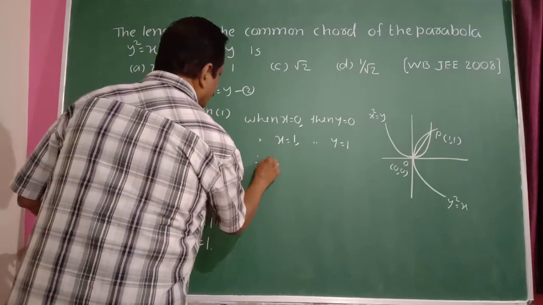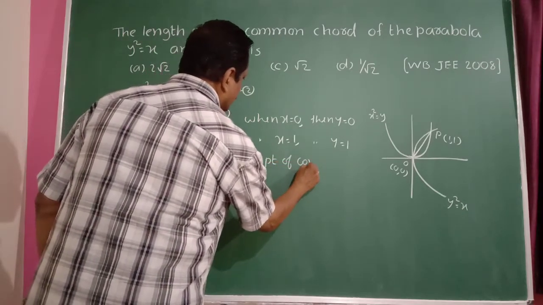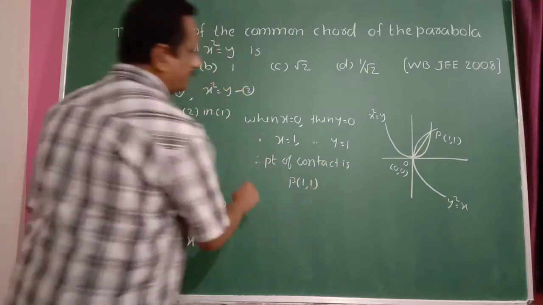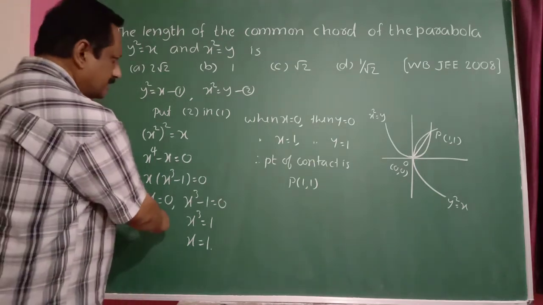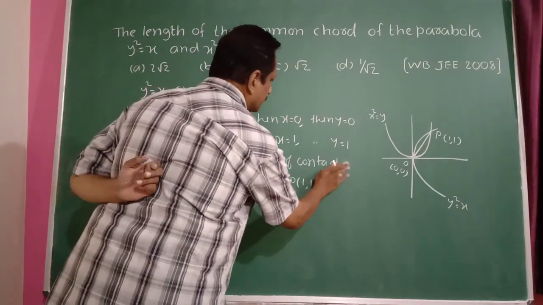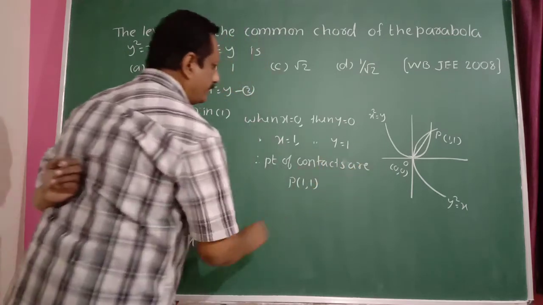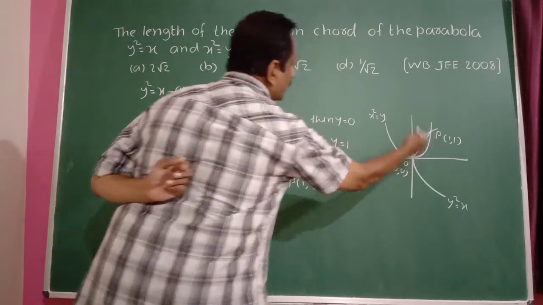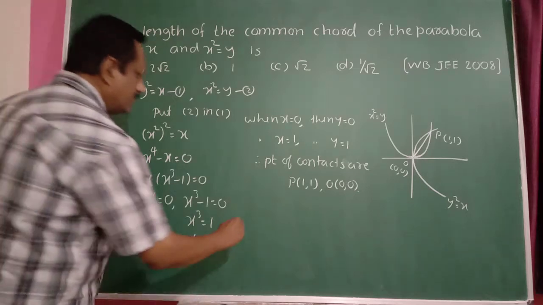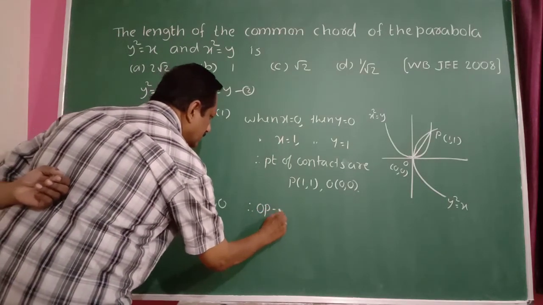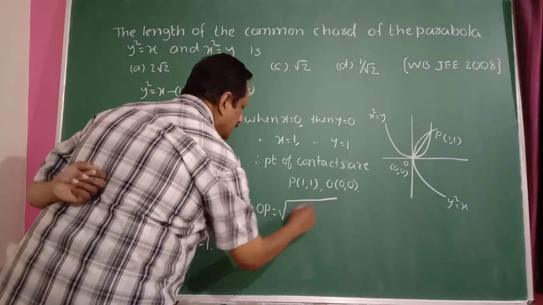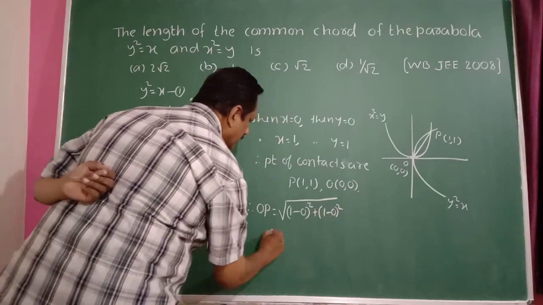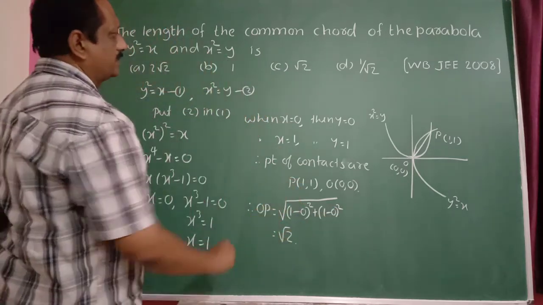Therefore, the point of contact is P (1, 1) here. Okay. And x is 0. The points of contact are P (1, 1) and origin (0, 0). These are the points of contact here. Okay, therefore, here we want its distance here. Use the distance formula, root of (1 minus 0) whole square plus (1 minus 0) whole square. So root 2 is the answer. So C is the correct option here.